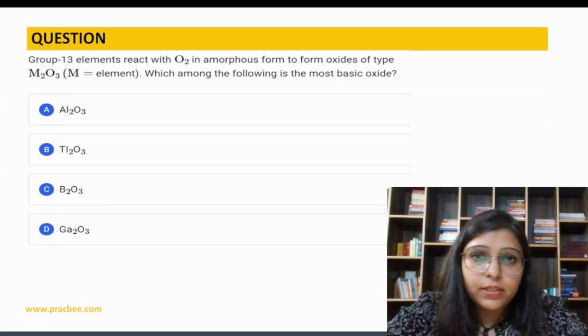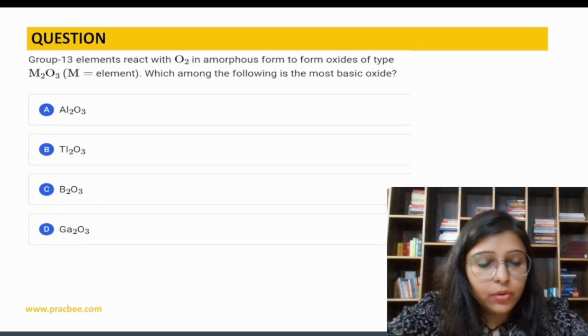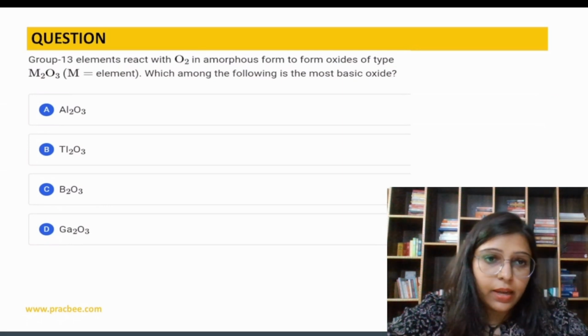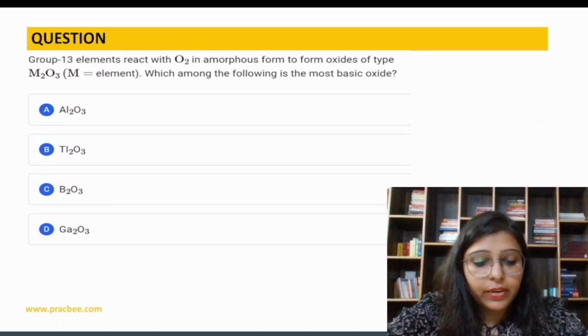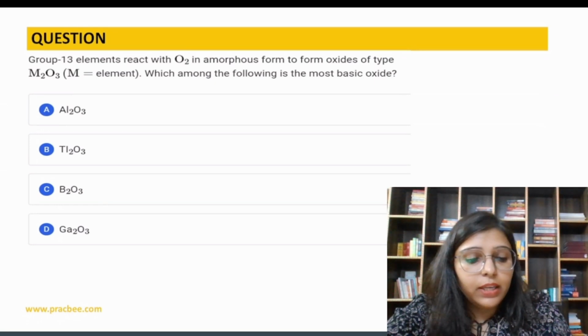Group 13 elements react with O2 in amorphous form to form oxides. Yeah, a group 13 element, like boron. In crystalline form it doesn't react. Only in the amorphous form can boron show any type of reaction. So group 13 elements react with O2 in amorphous form to form oxides of type M2O3. Which among the elements is the most basic?